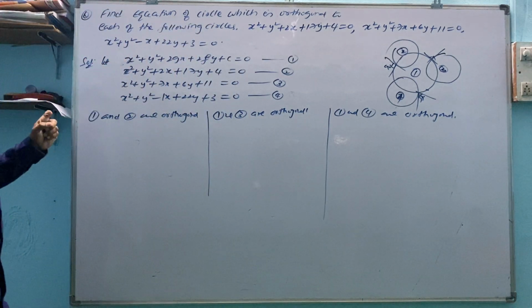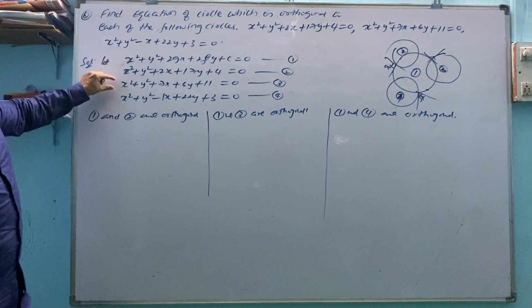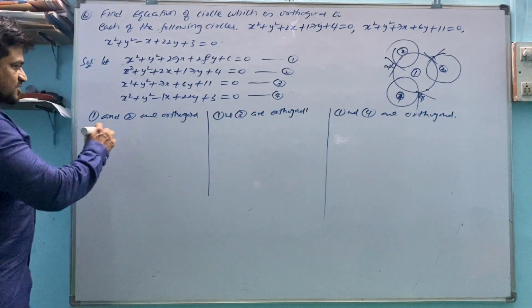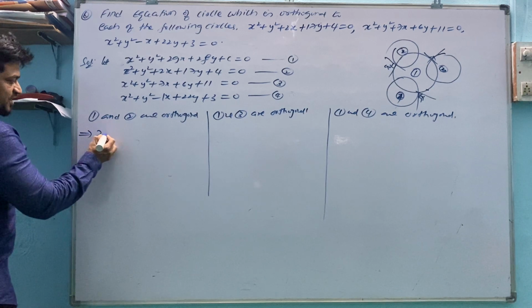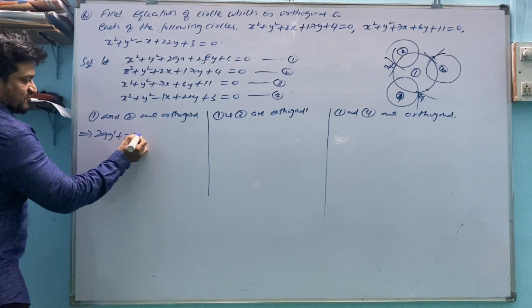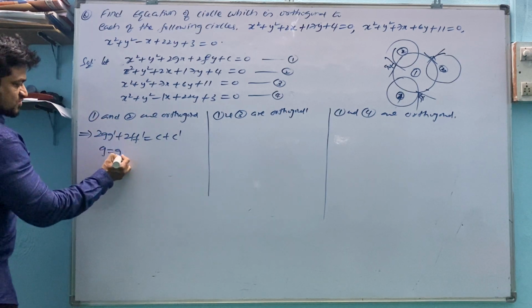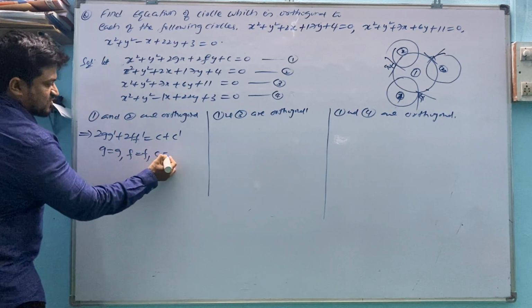First and second are orthogonal because this circle cuts second, third, fourth orthogonally. So 1 and 2 are orthogonal, 1 and 3 are orthogonal. So the condition for orthogonality we have to write: 2g dash plus 2f dash is equals to c plus c dash. First one, g is equals to g, f is equals to f, c is equals to c.